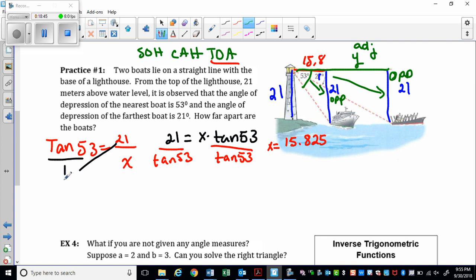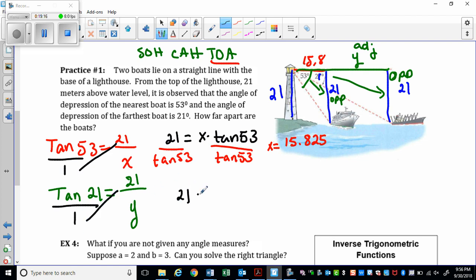I also have to use tangent because it's the same two sides. But this time it's tangent of 21. Tangent of 21 degrees, because it says 21 right here. I just changed it to be 21. Equals tangent is opposite side, which is also 21, over the adjacent side, which is y. Put a 1 underneath your tangent and cross multiply.